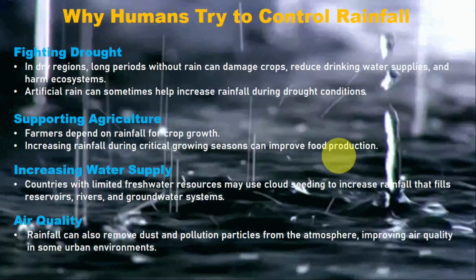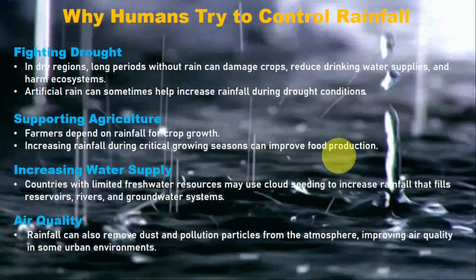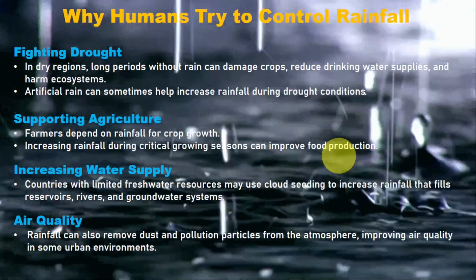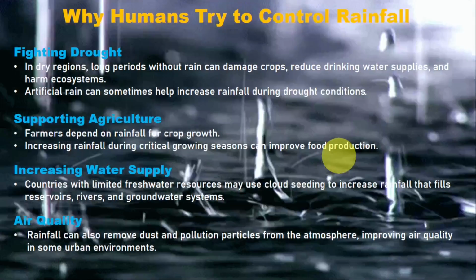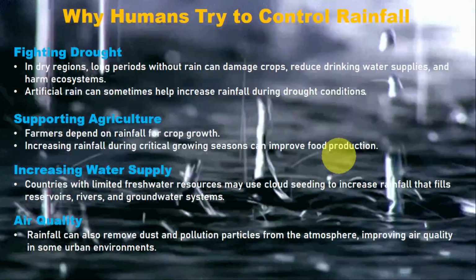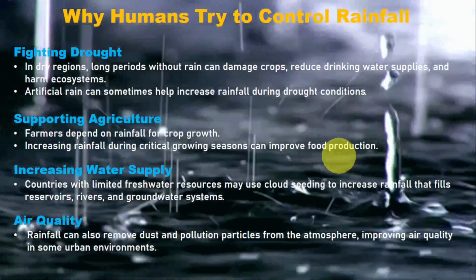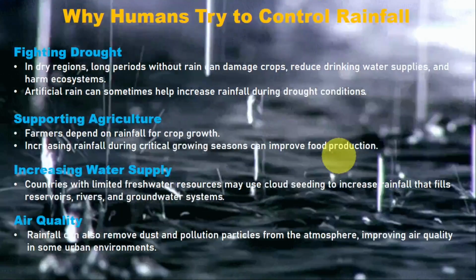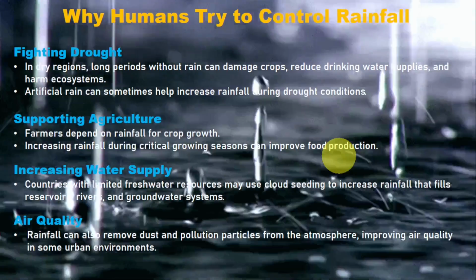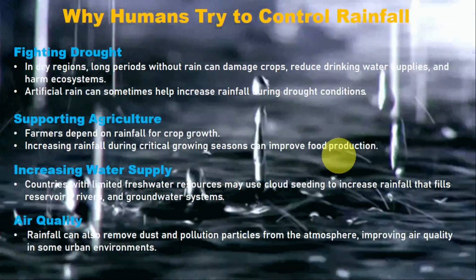Controlling rainfall can increase water supply because there are countries with limited freshwater resources, and they can use this cloud seeding method to increase rainfall. That will fill up their reservoirs, their rivers and groundwater systems. And I've mentioned this before.